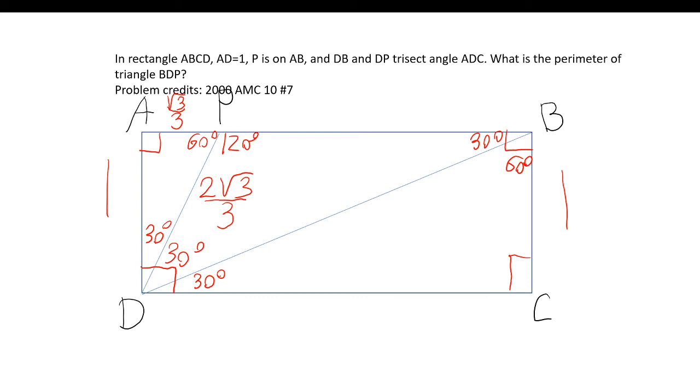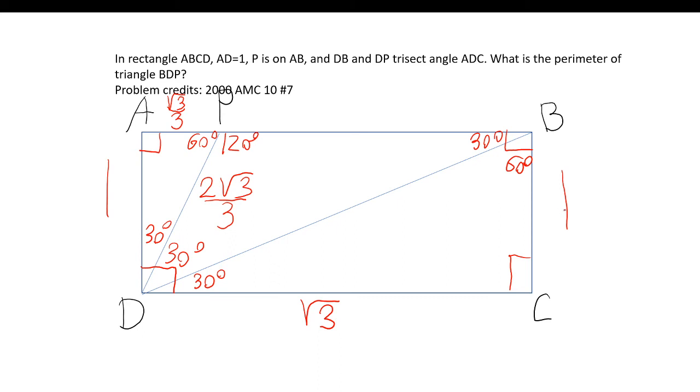Let's move on to our other 30, 60, 90 triangle over here. We have a 1 as the shorter leg, and the longer leg is 1 times the square root of 3, which is just the square root of 3. This tells us that AB is also the square root of 3. And we don't even have to proceed. We know that this entire thing is the square root of 3.